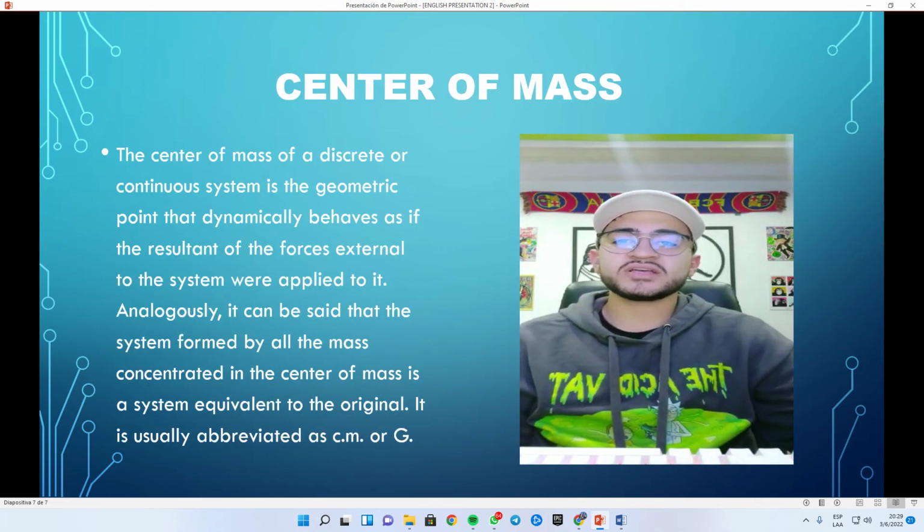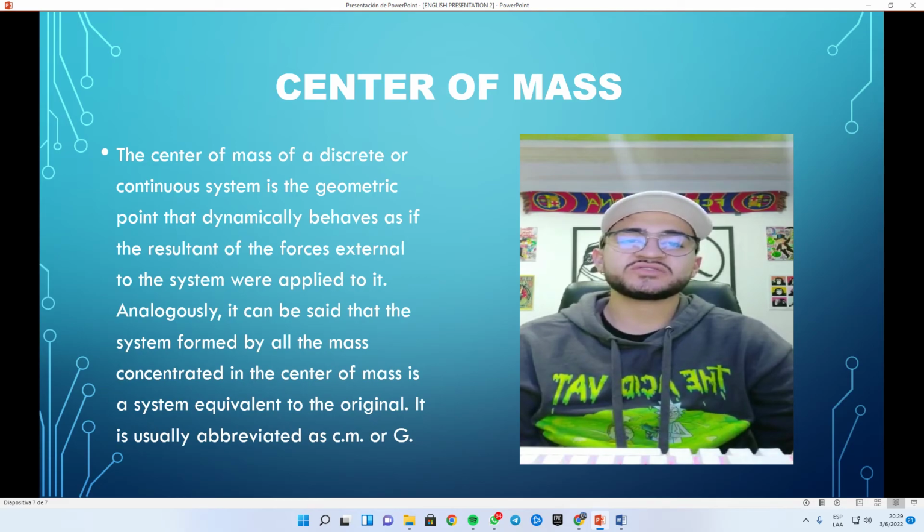The center of mass of a discrete or continuous system is the geometric point that dynamically behaves as if the resultant of the forces external to the system were applied to it. Analogously, it can be said that the system formed by all the mass concentrated in the center of mass is a system equivalent to the original. It is usually abbreviated as C.M. or G.